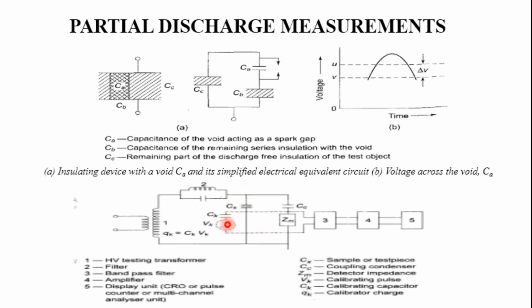CX is the test object, and CC is the coupling capacitor. ZM is the detection impedance, and the signal developed across ZM is passed through a band pass filter and an amplifier, which you can see here, and is counted by the pulse counter. There is also a multi-channel analyzer unit.